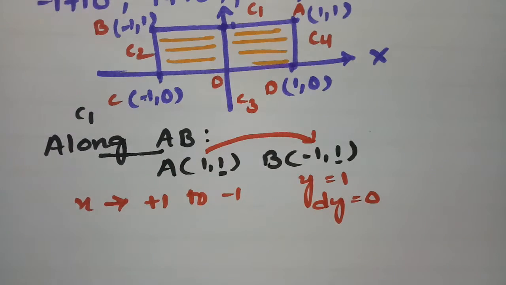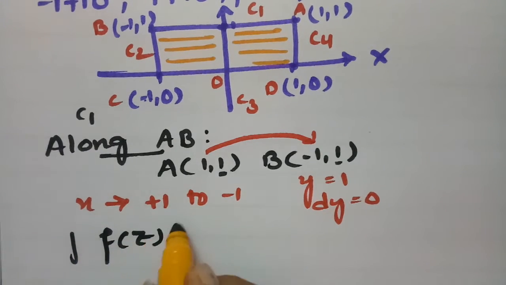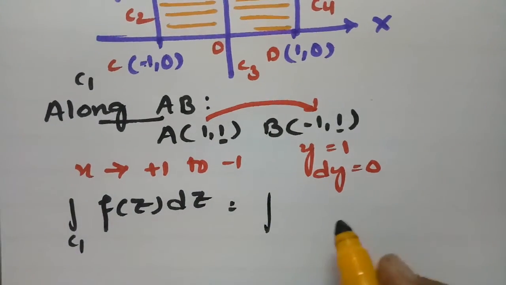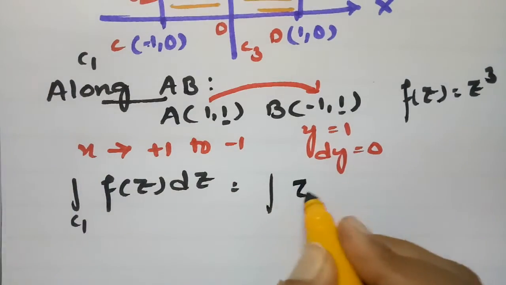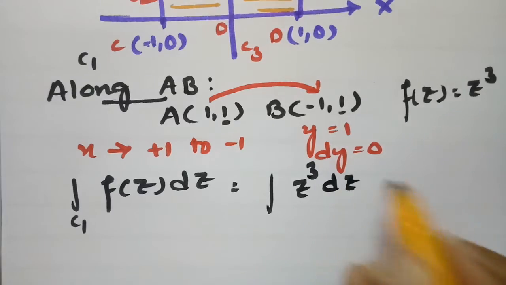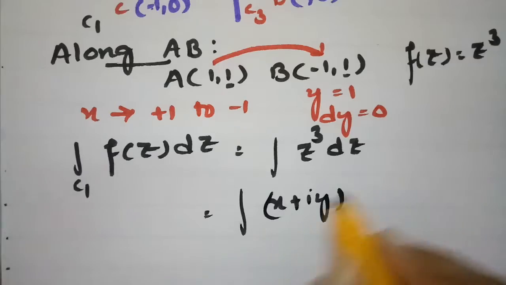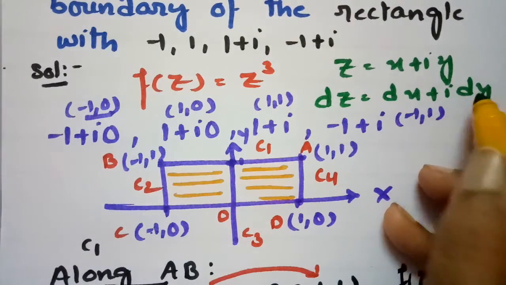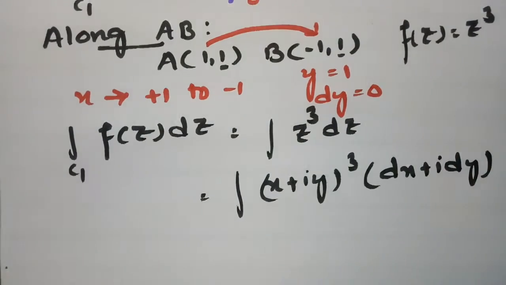Now I have to find out the integral value. What is the integral value? That is the integral of f of z dz along the curve C1. F of z is given as z cube, so this is z cube into dz. What is z here? x plus iy whole cube into dz. I said dz is nothing but dx plus i into dy.